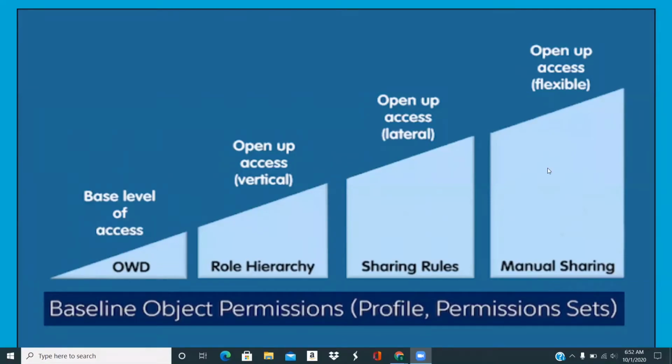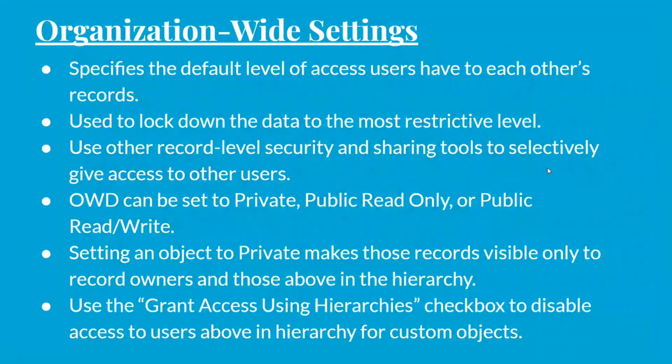So first we will begin with organization-wide settings. It specifies the default level of access users have to each other's records. As I told you, all these options are used to give users access to others' records, because they are the owner of their own records and they have full access to those. But when we are talking about anyone else's records, then this particular thing comes into the picture. So the organization wide settings specify the default level of access.